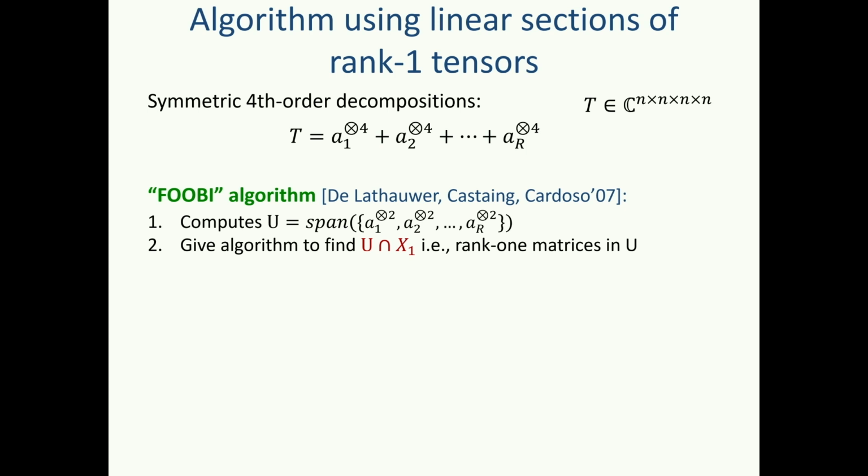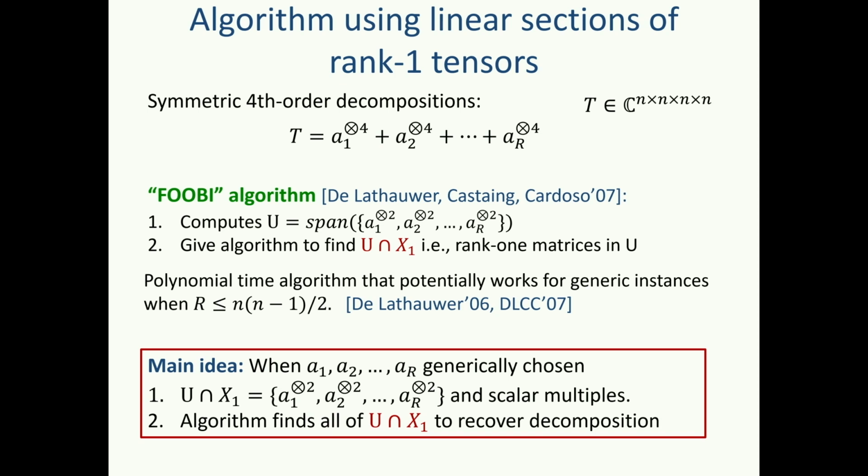This is a subspace that you can find from the given tensor by just doing SVD on a flattened matrix. That gives you a polynomial time algorithm, and they claim that it works for generic instances up to a certain rank. This is the best known result for generic tensors of order 4. For FUBI, I'm not aware of any stability analysis of it.